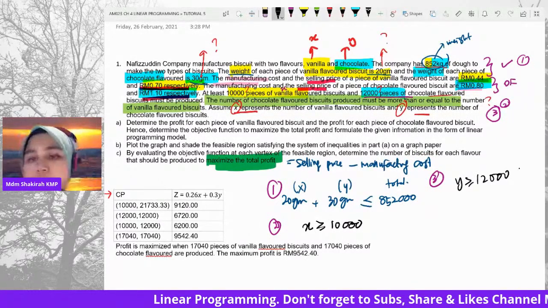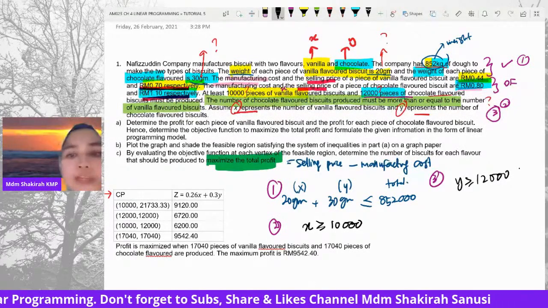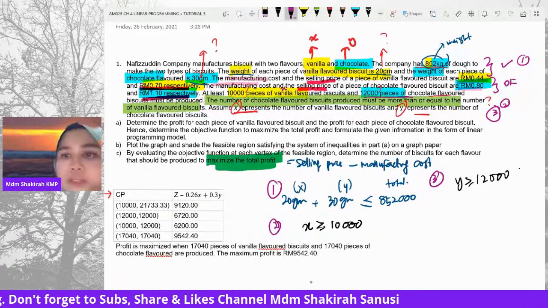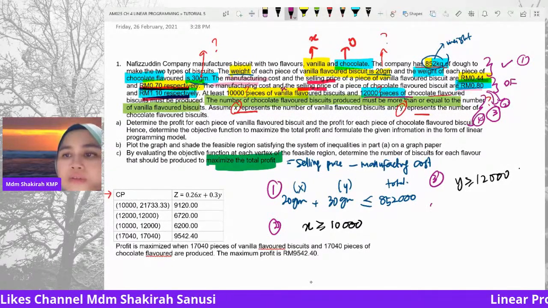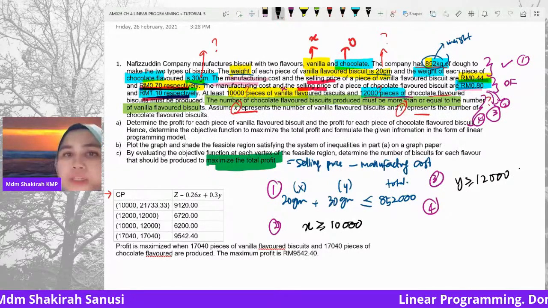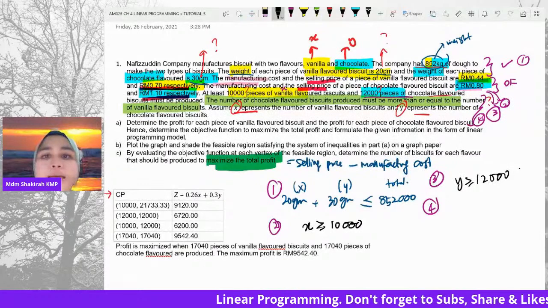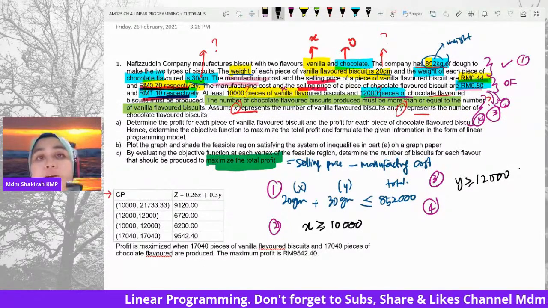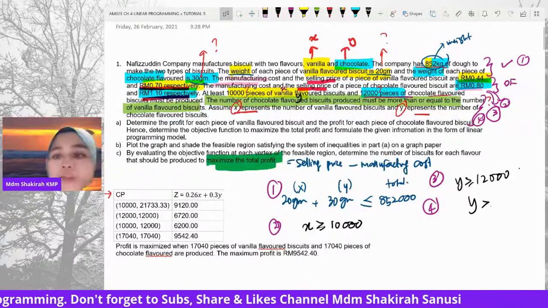Okay. Next, the green one, number 4. This one is number 4. Alright. Okay, this is number 4. You punya number 4. The number of chocolate must be more than or equal than the number of vanilla. Chocolate adalah you punya Y. So, Y more or equal.